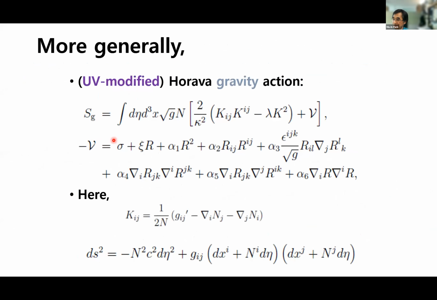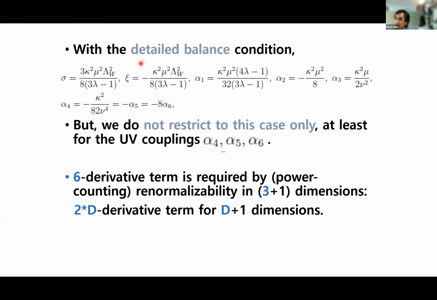More generally, the action can be written in this way. It has the same kinetic term, and you can write the remaining terms without the spatial time derivative, but only with spatial derivatives. We call it a potential V. V can be written in this form based on the Horava proposal, with arbitrary coefficients here. In the original Horava proposal, the parameters are given in a quite special way. In particular, alpha 4 to alpha 6 satisfy this relation, which is the detailed balance case. But here we do not consider only this kind of special choice for the UV parameters. I will explain the reason later.